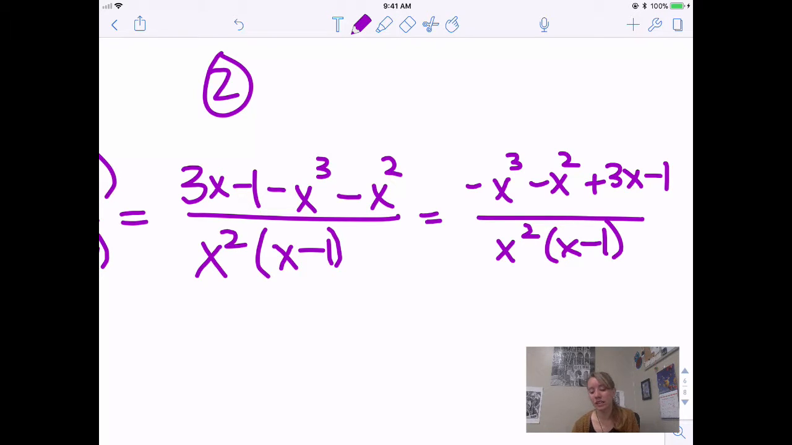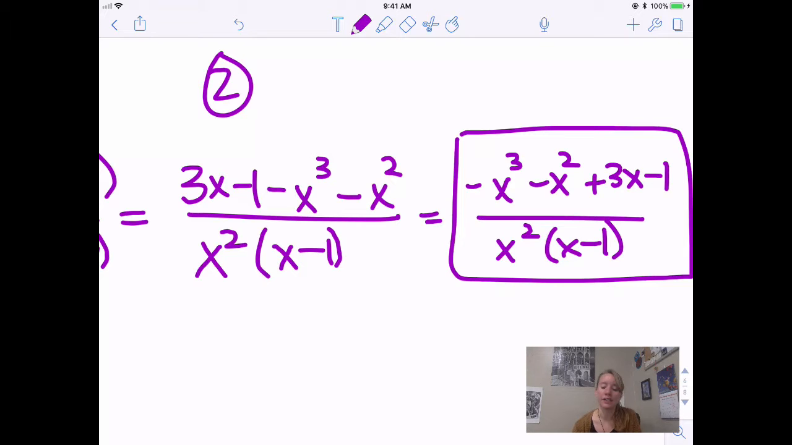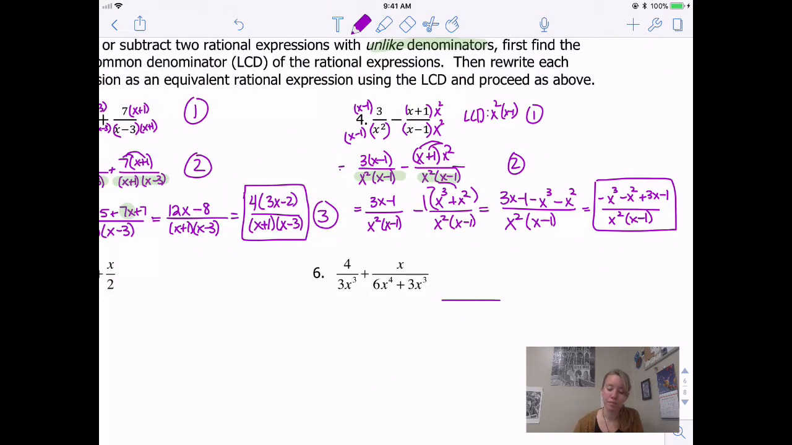In some books you'll see they'll take out a negative in the numerator, they'll factor it out, but I'm okay if you leave it like this. Once you have it so that you can't combine any like terms and you can't cancel out any factors, then you're good.